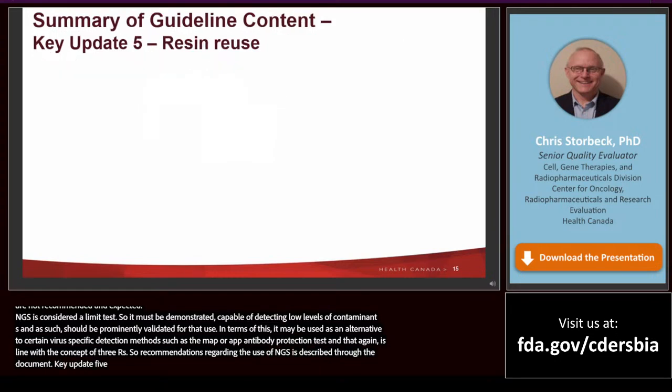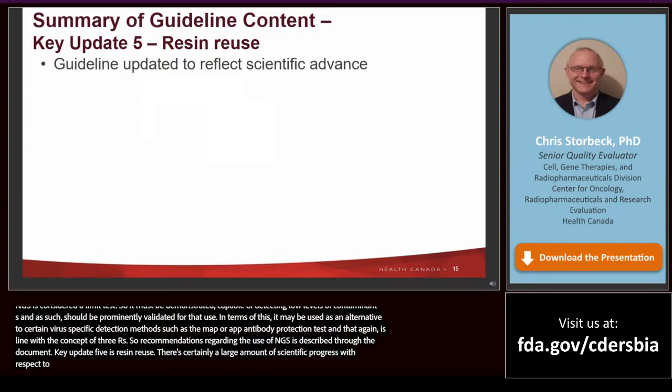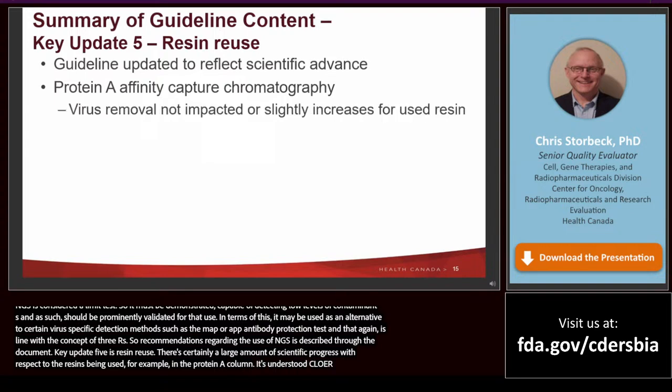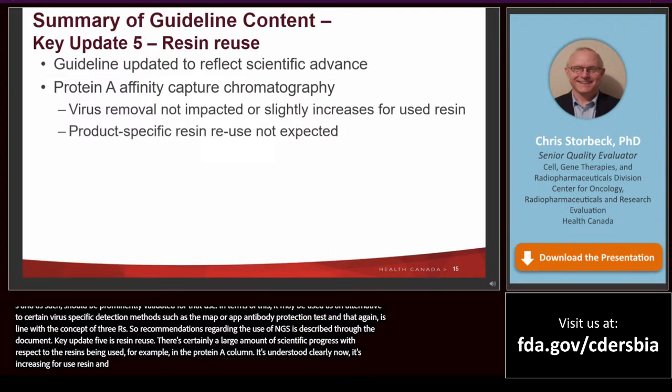Key update 5 is resin reuse, and there's been certainly a large amount of scientific progress in the last 20 years with respect to understanding of the resins being used. For example, in the protein A columns, the affinity capture chromatography, it's understood clearly now that virus removal is not impacted or actually slightly increases for used resin. And as such, the guideline is clear in stating that the product-specific resin reuse is not an expectation.